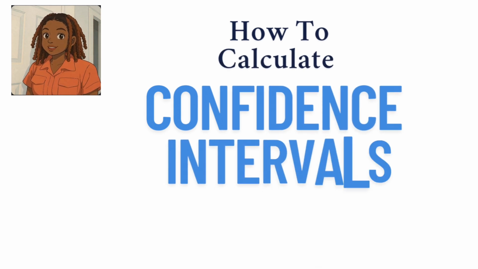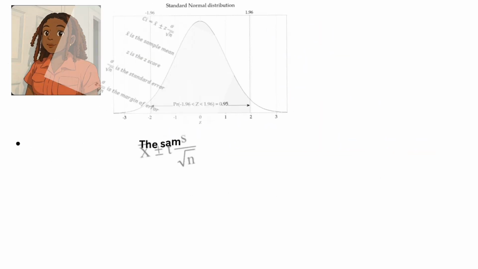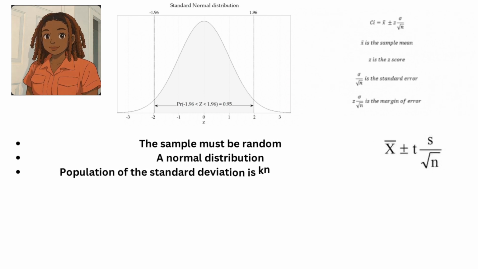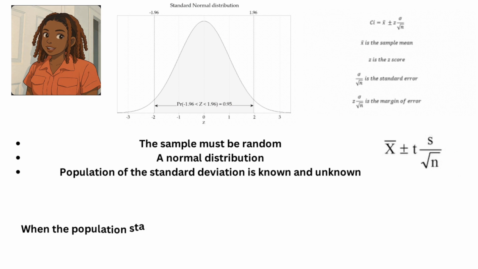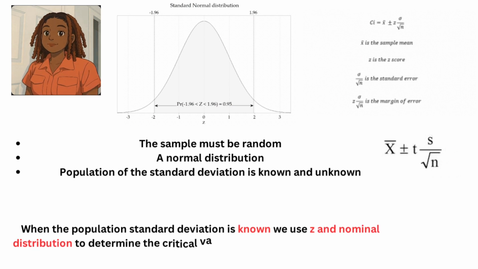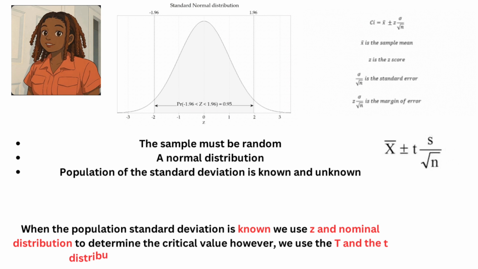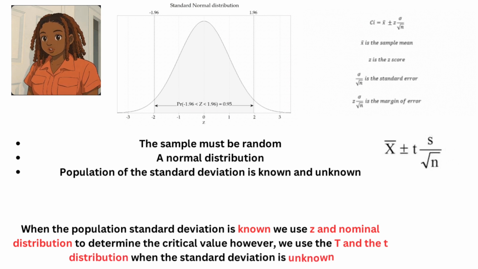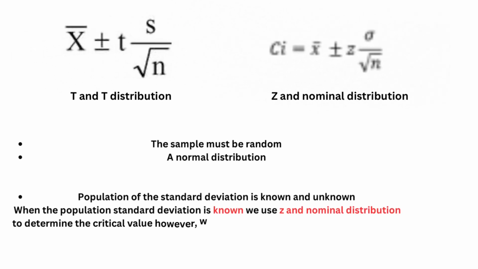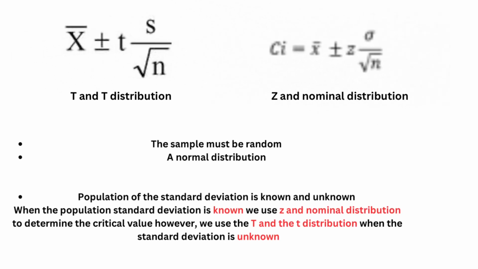To calculate confidence intervals properly, we make a few key assumptions. The sample must be random. The data should follow a normal distribution. And we consider whether the population standard deviation is known or unknown. When the population standard deviation is known, we use the Z, the normal distribution, to determine the critical value. However, we use the t-value and the t-distribution when the standard deviation is unknown.